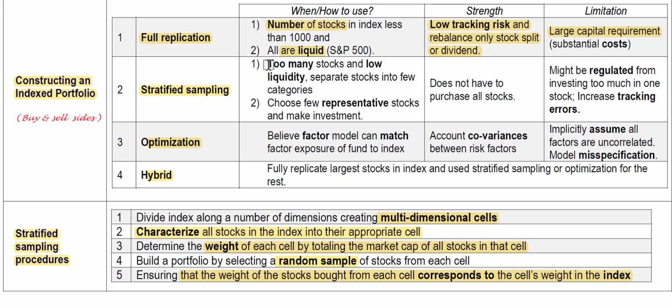So when do you use it? If, for example, there are too many stocks in the index, and also many have low liquidity like the Russell 2000, you should use this approach, and you choose a few representative stocks to replicate an index. And the strength is that you do not have to purchase all stocks, so it is relatively cheaper.